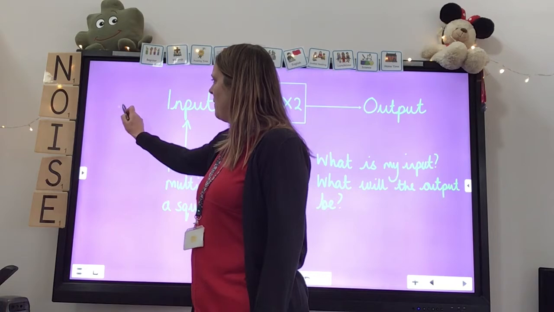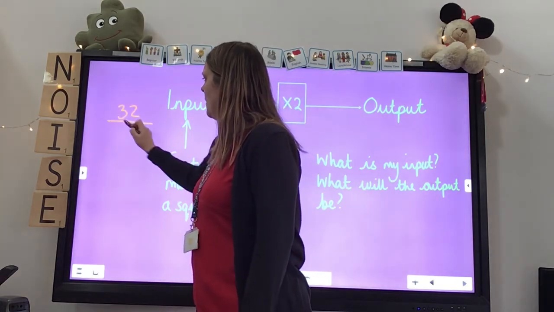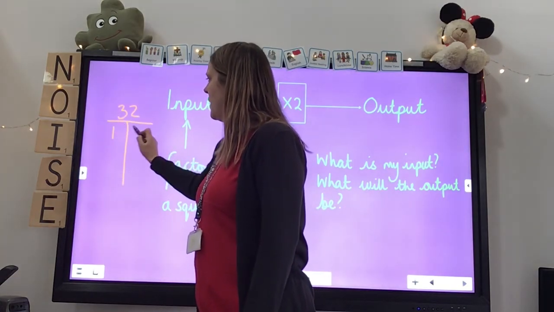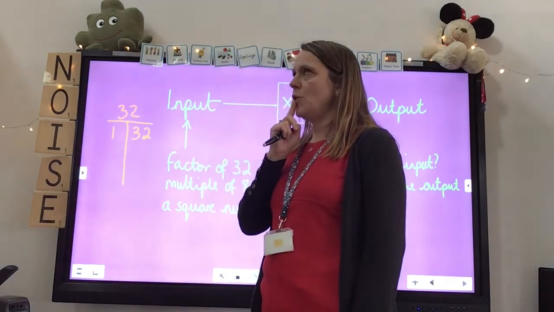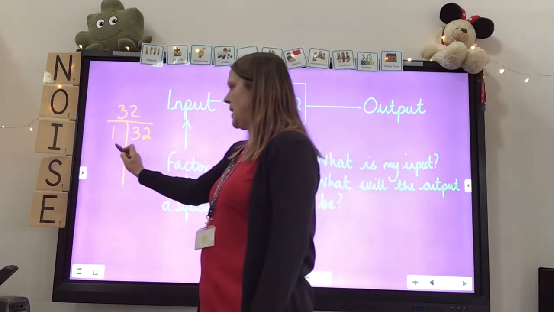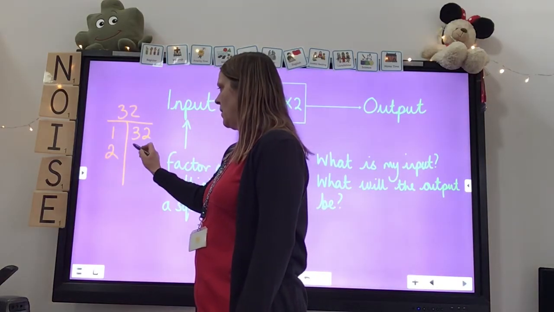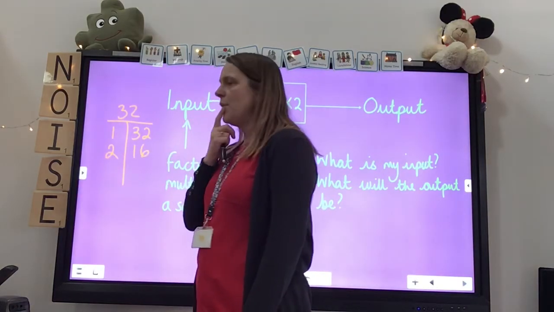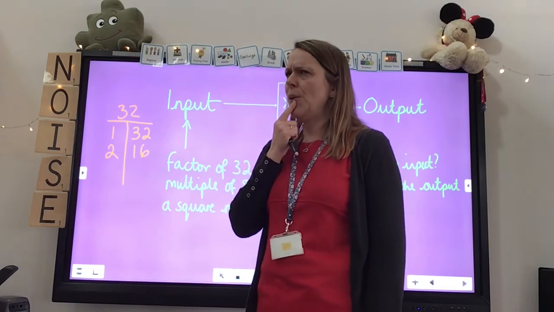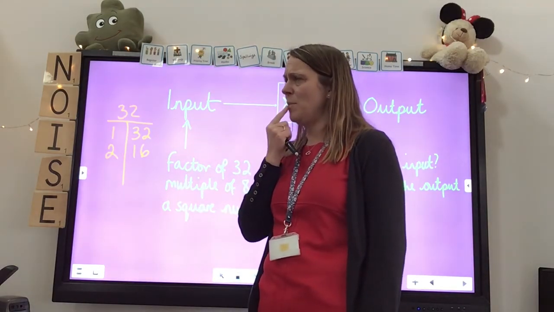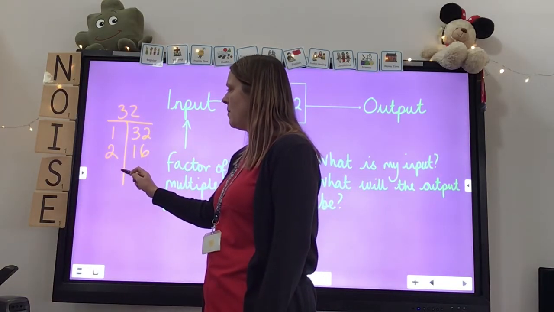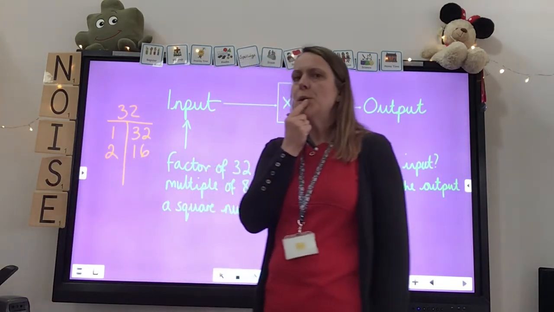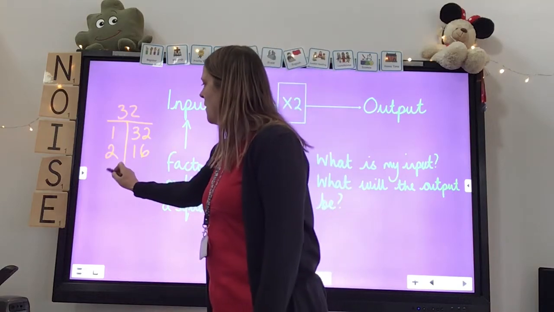So we have factors of 32. They come in pairs, 1 and 32. What are the other factors? So 2 and 16. Is 3 a factor of 32? No, because 30 is in the 3 times table and so is 33, but 32 isn't, so 3 can't be. What about 4? Oh, 4 is, isn't it? 8 times.